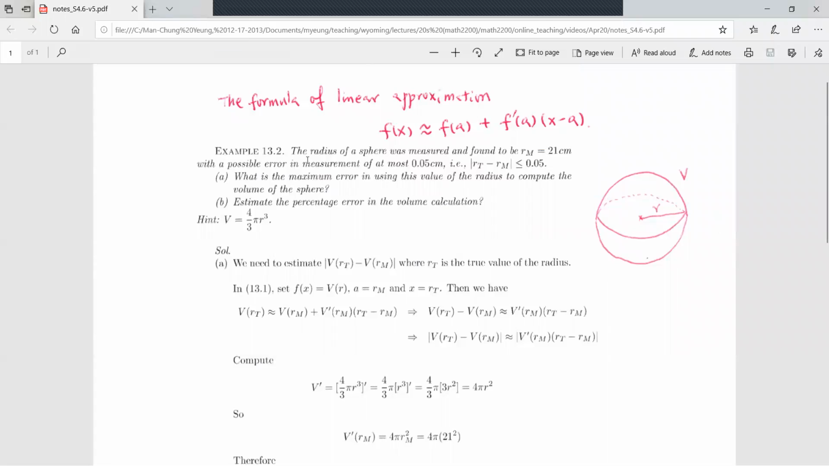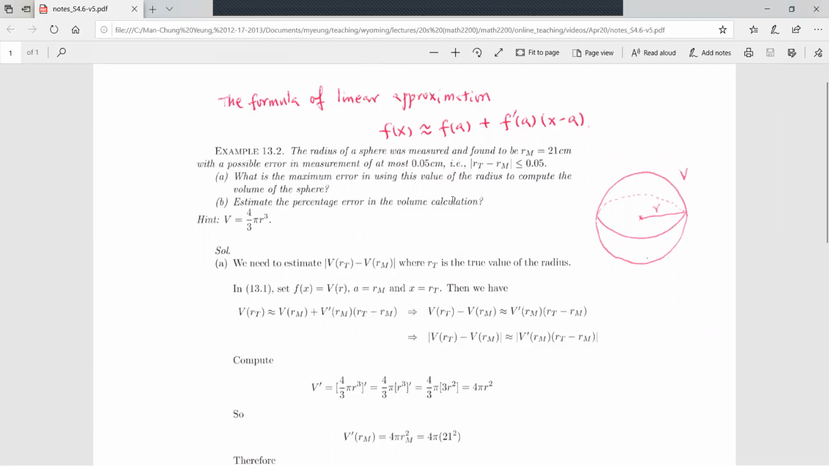Example 2. The radius of a sphere was measured and found to be 21 cm, with a possible error in measurement of at most 0.05 cm. Here I use RM to denote the number 21. M means the measured value. A possible error in measurement of at most 0.05 means this inequality. By RT, I mean the true value of the radius. Usually, we don't know the true value of the radius.